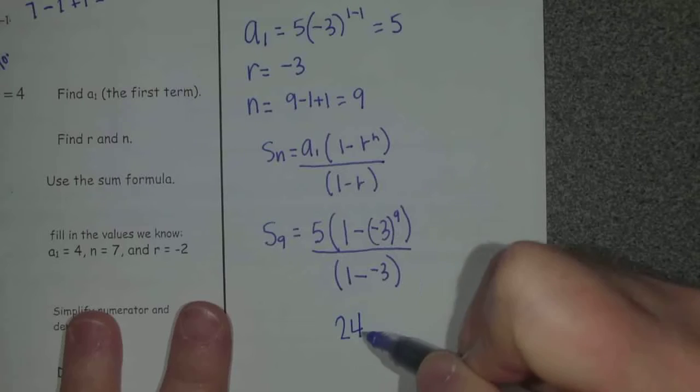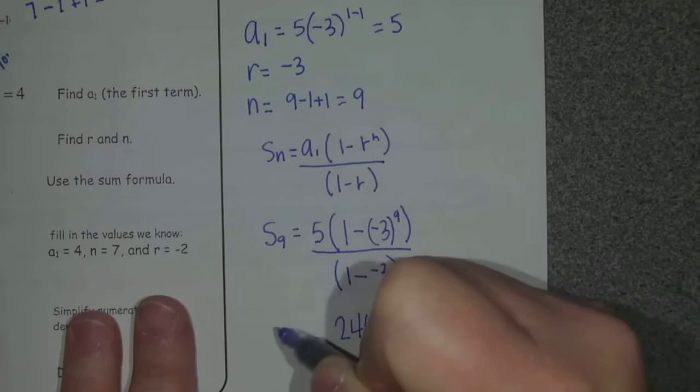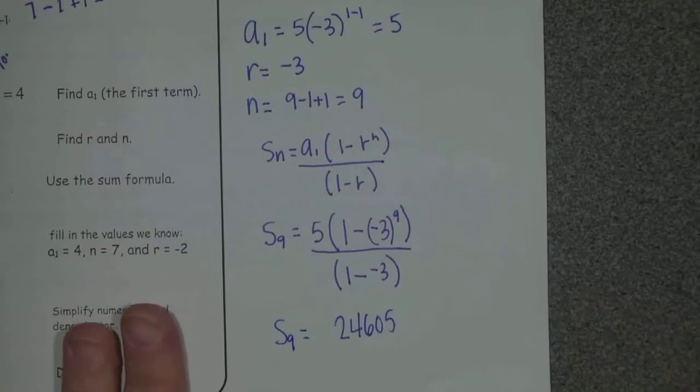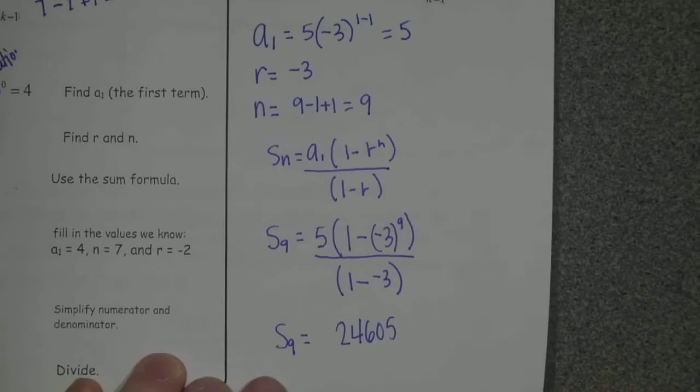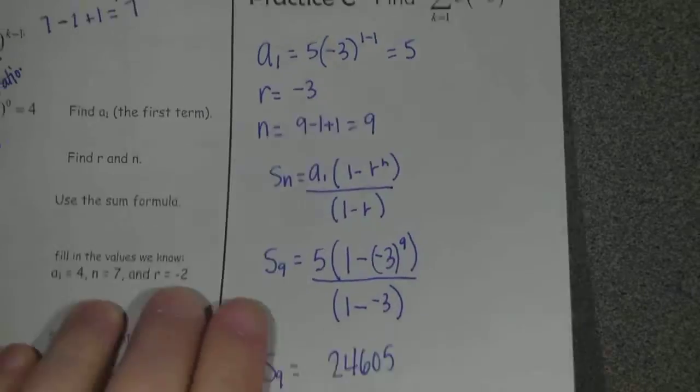That is right, 24,605. So the sum of the first 9 numbers is 24,605. If you're having trouble on your calculator, I can come help you in a few minutes with that.